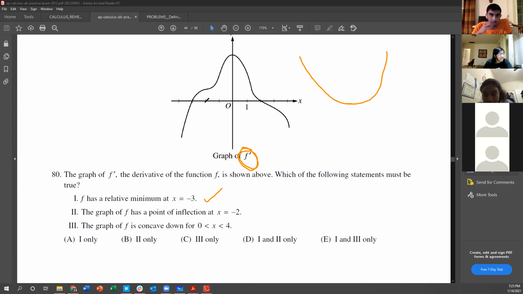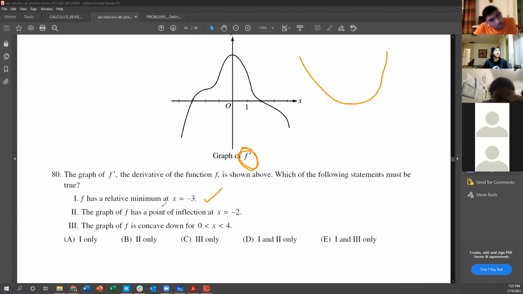Next, the graph of f has a point of inflection at x equals -2. At x equals -2, the derivative of the derivative appears to be 0, right? Does it appear to be 0 or no? Kind of. Maybe. I don't know. Not really, but maybe they're saying it's supposed to be 0. It doesn't look like it.